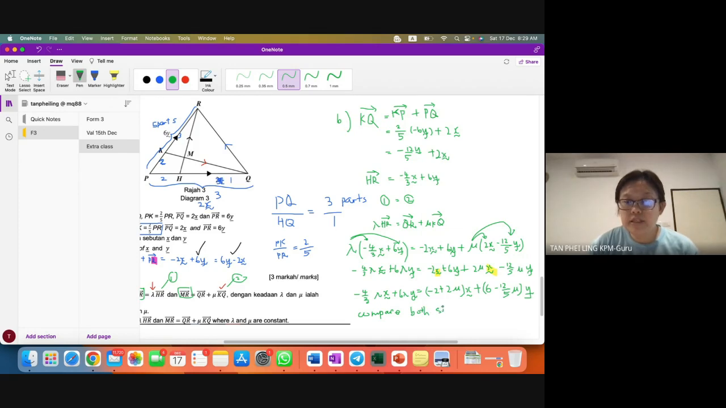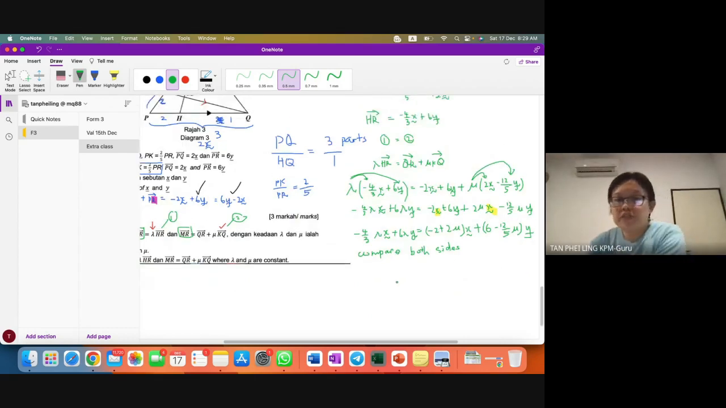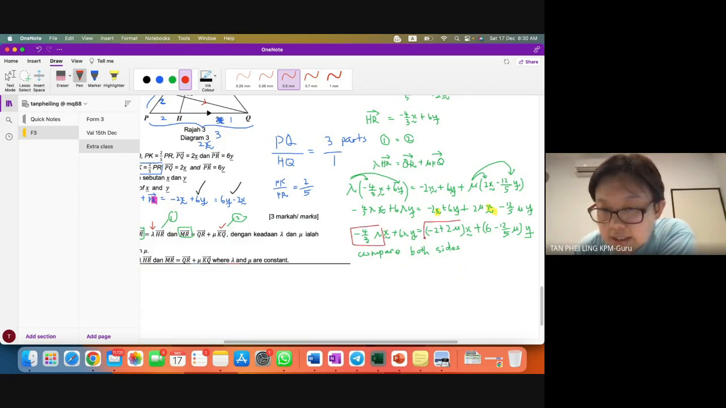So what you get now is you compare the x. Okay, you compare the coefficient of x. So your coefficient of x here will be this one. Negative 4 over 3 lambda is the same as this. Okay, so write it down. Minus 4 over 3 lambda is the same as negative 2 plus 2 mu. That's equation number 1. Next one is 6 lambda is the same as 6 minus 12 over 5 mu.